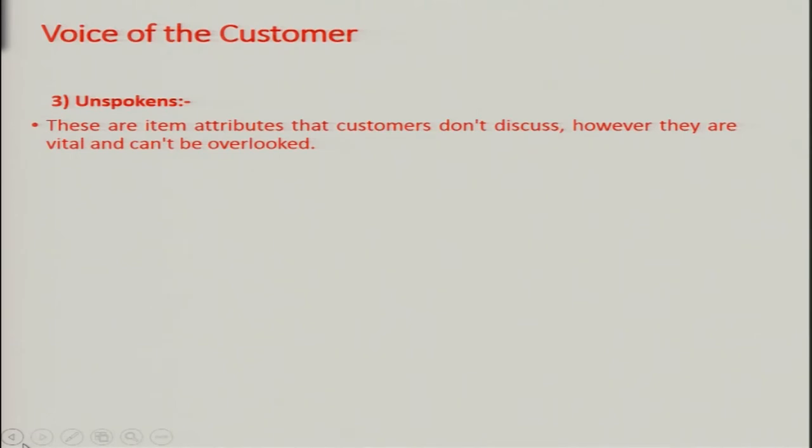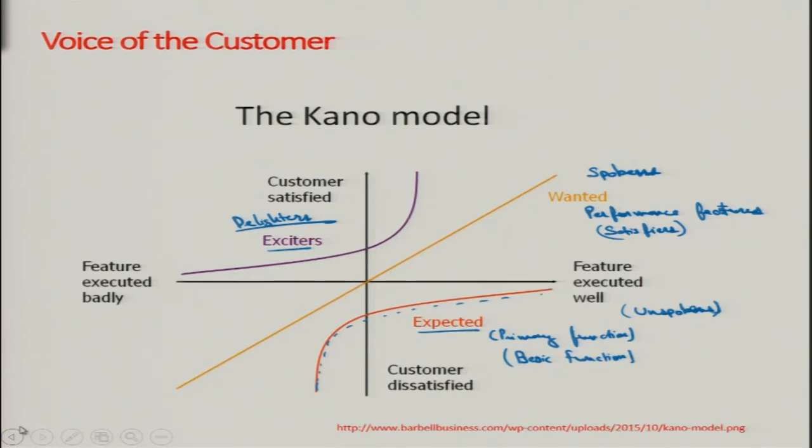Next are unspokens. These are the attributes that the customer does not discuss, however, they are vital and can't be overlooked. It is the product development group's business to find what the unspokens are. So, this product development manager should make use of market studies, customer meetings, and should conceptualize what the unspokens are which customers expect.